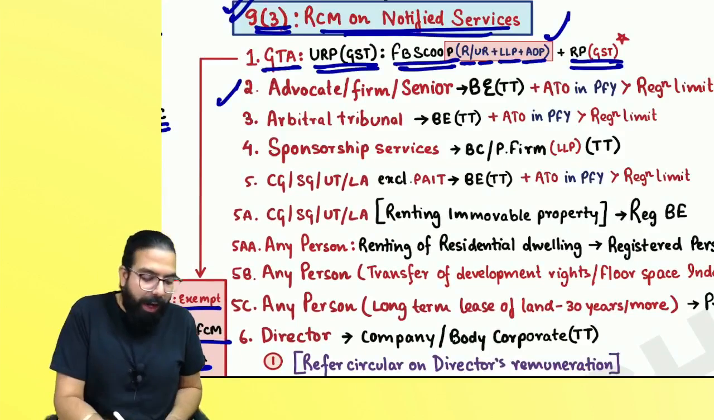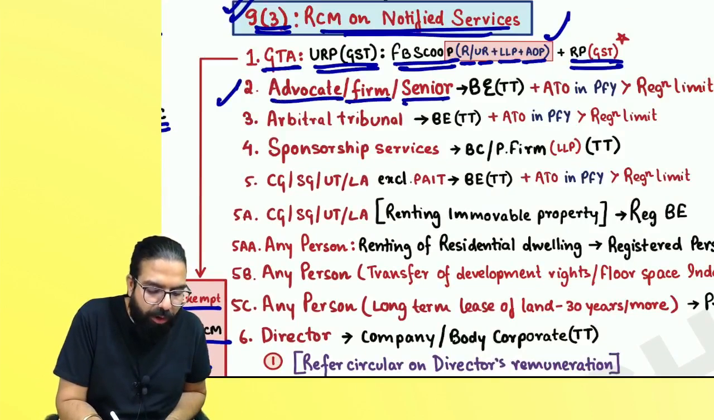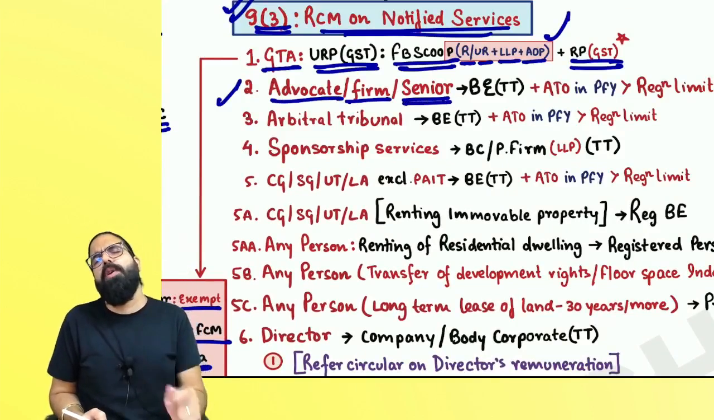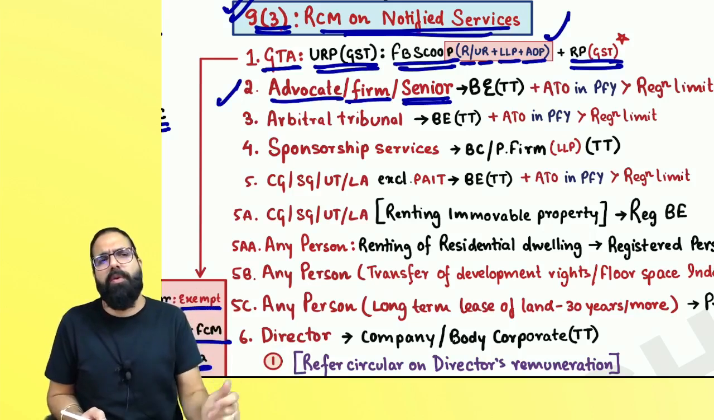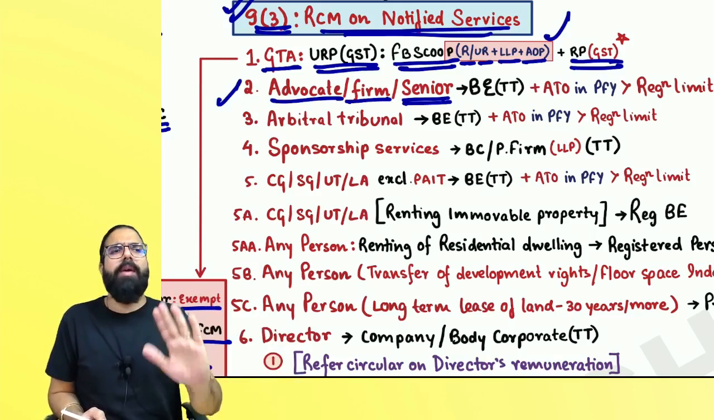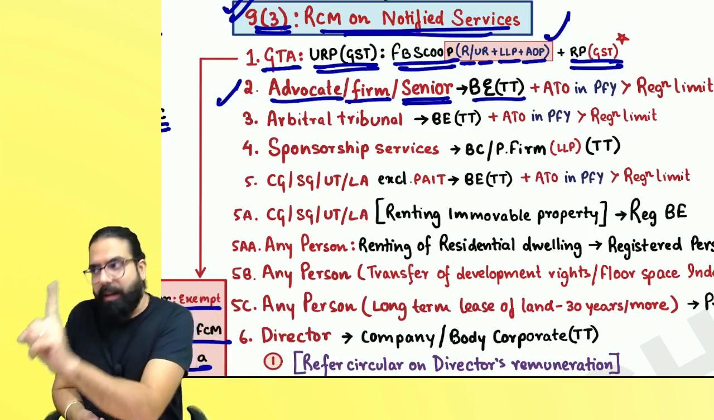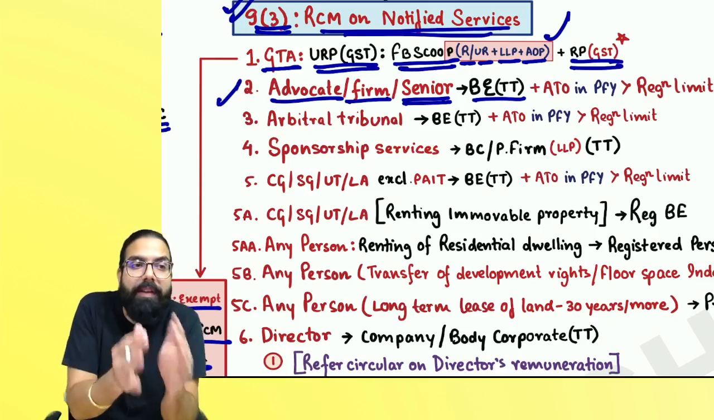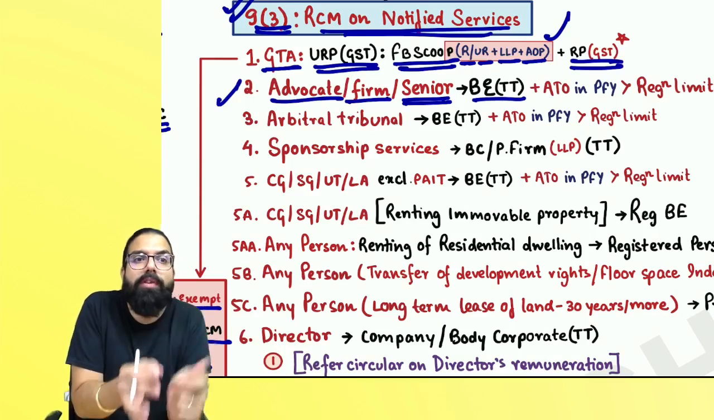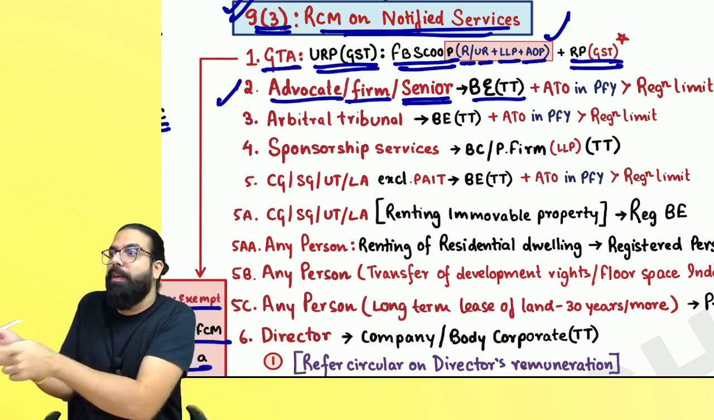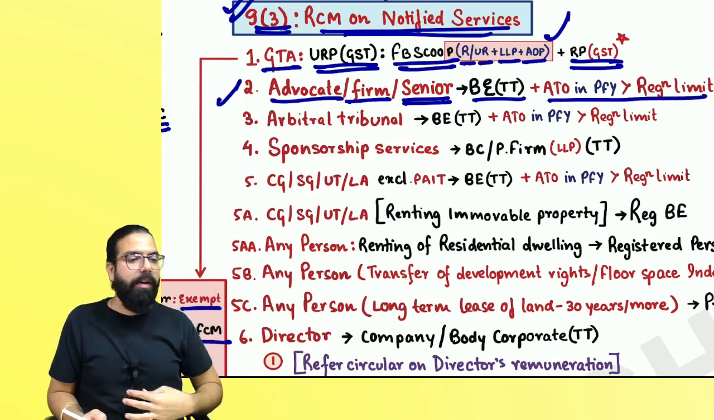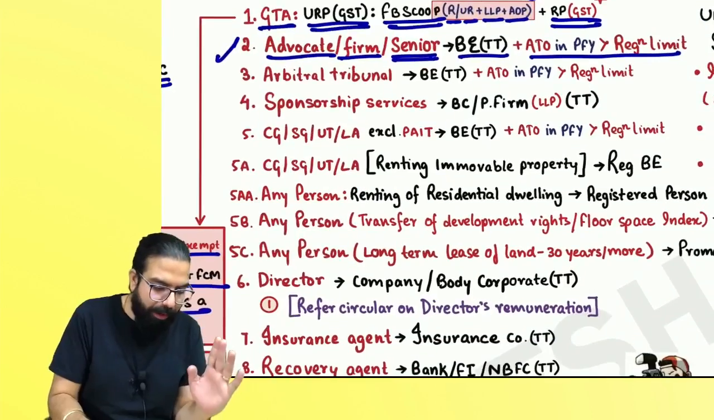The next one over here is advocate. Everyone over here, advocate's services, or firm of advocate or senior advocate's service. Always remember, whenever they give services, first of all, they should be given to a business entity which is in the taxable territory. Secondly, which business entity has to pay GST under RCM? The one whose last year's, the preceding financial year's, turnover is more than the registration limit. Are we clear, everyone? Remember this point.